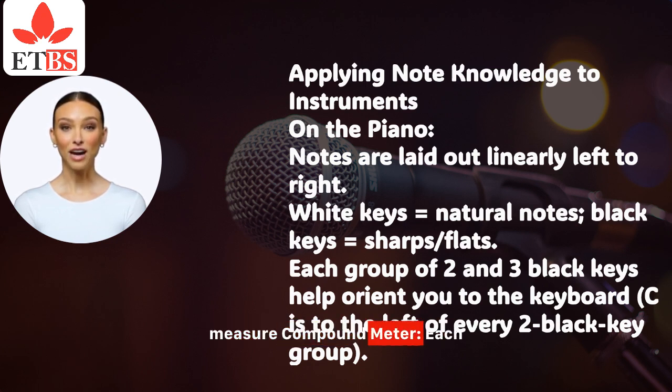Compound meter: each beat is divided into 3 equal parts. Common examples: 6/8, 9/8, 12/8. 6/8 equals 2 dotted quarter note beats per measure, each dividing into three eighths. Complex or irregular meter: meters that don't divide evenly into 2 or 3. Examples: 5/4, 7/8, 11/8. These often group into mixed beat patterns, e.g. 2 plus 3 or 3 plus 2 plus 2.